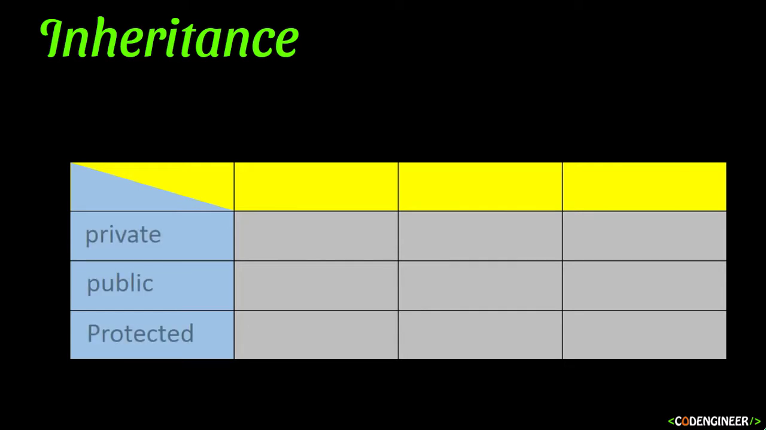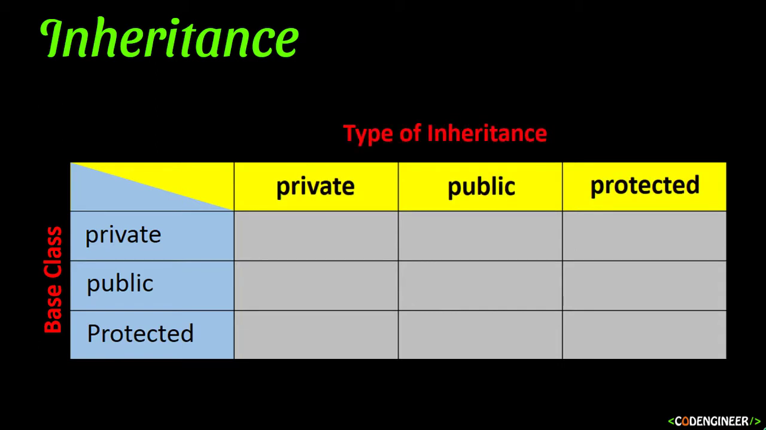On the left hand side of the table, we have different access specifiers of the base class. On the top is how we inherit the base class. The table tells us how the data members of base class will behave when we use different access specifiers. Since private data members are not inherited to child class, irrespective of how we inherit, the data members and functions of private will not be present in the child class.